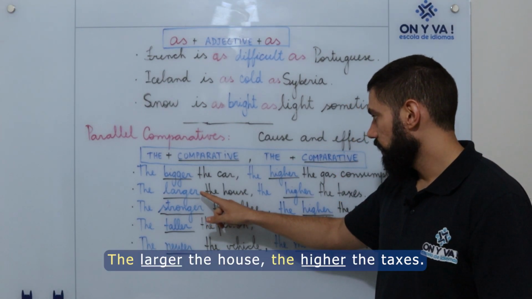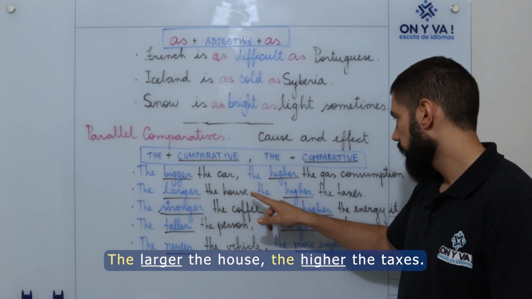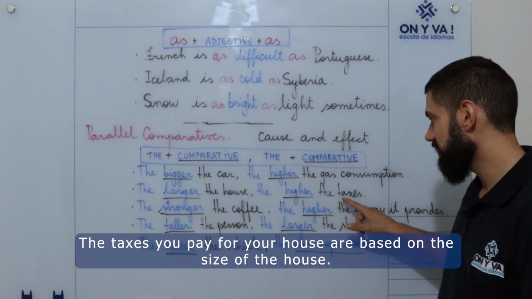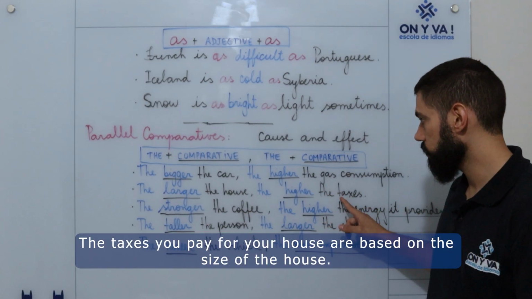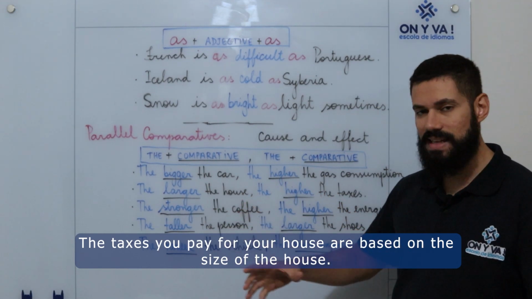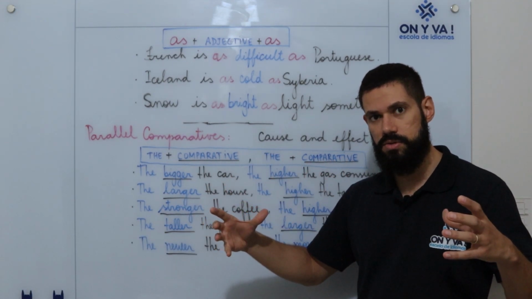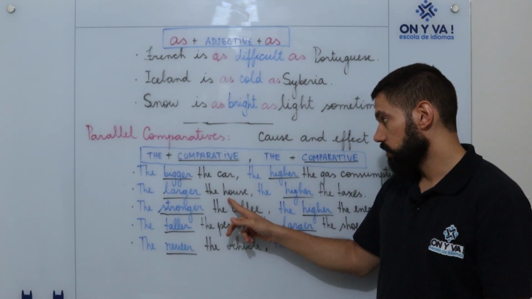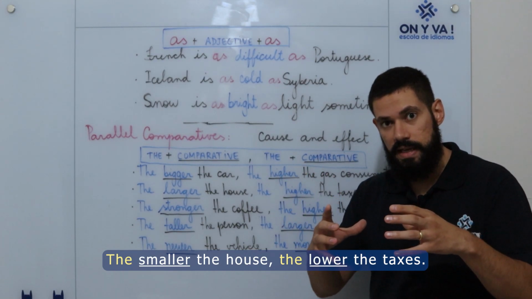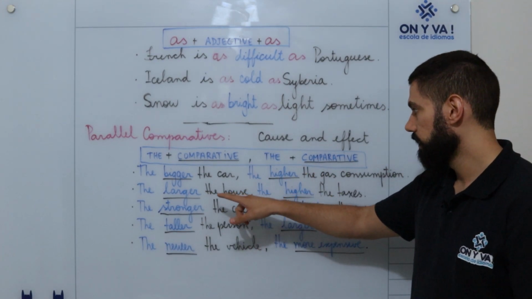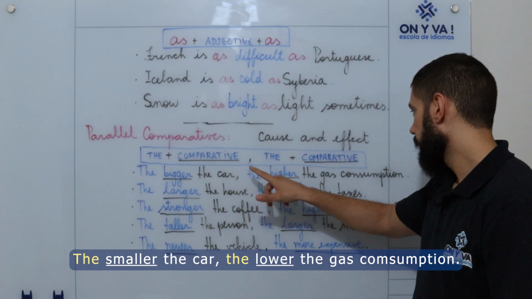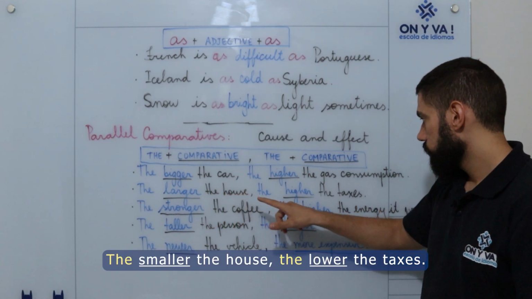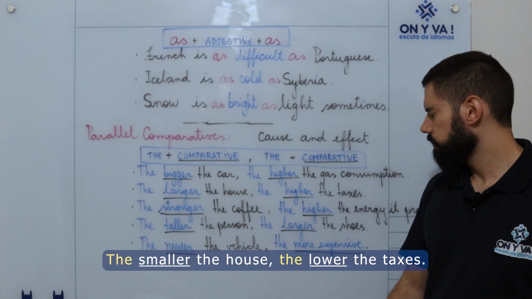Another example, the larger the house, the higher the taxes. And this is true because the taxes you pay for your house are based on the size of the house. So the larger the house, the higher the taxes. So it's also true that the smaller the house, the lower the taxes. So the smaller the car, the lower the gas consumption. And the smaller the house, the lower the taxes.